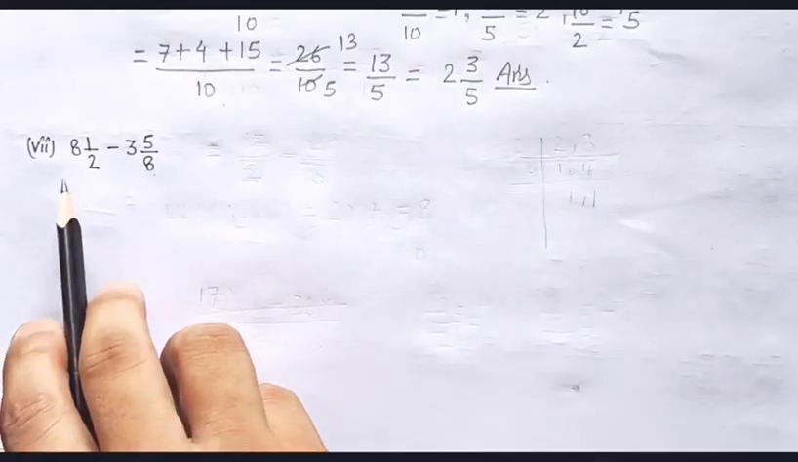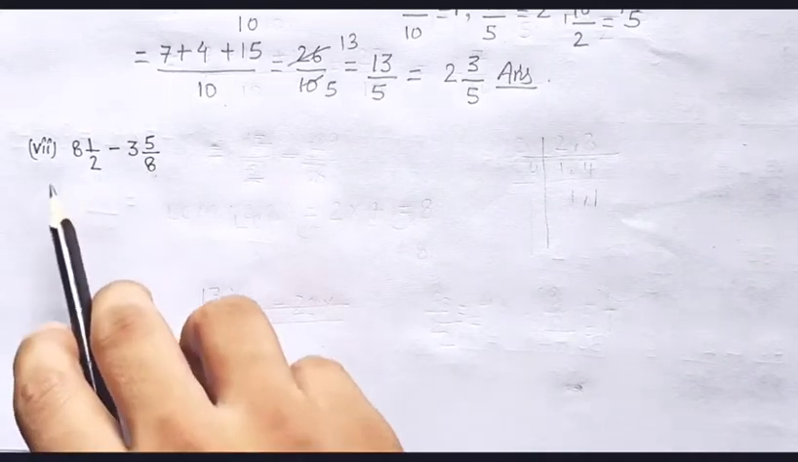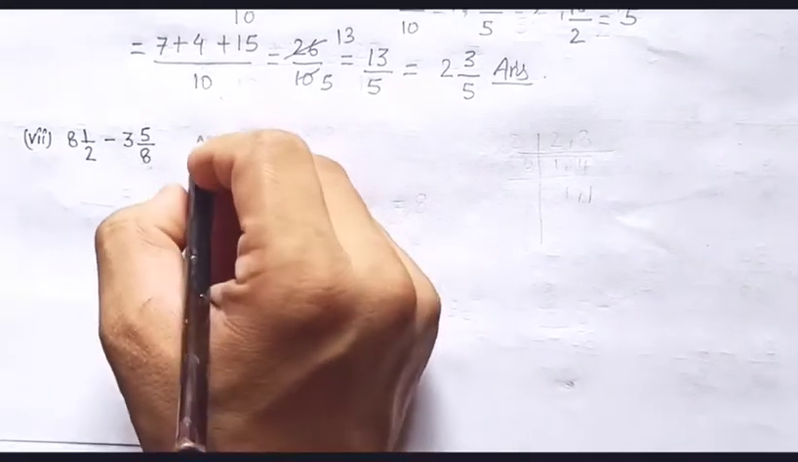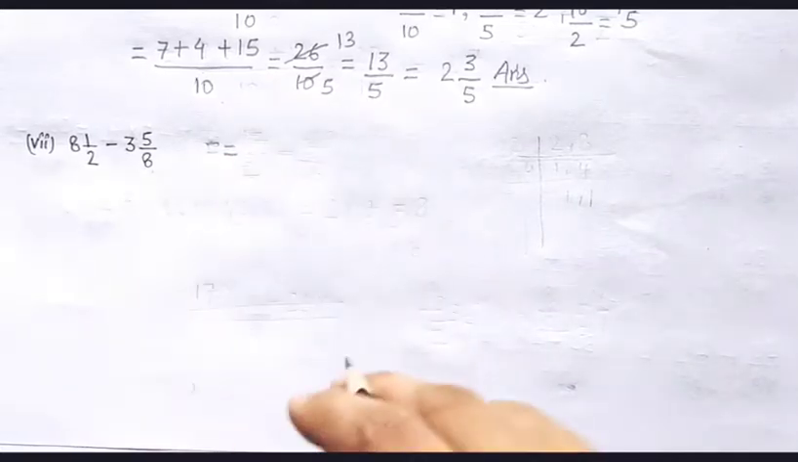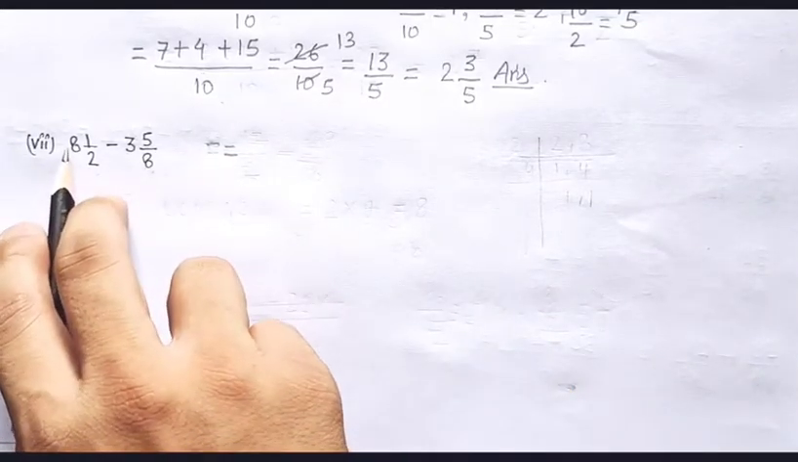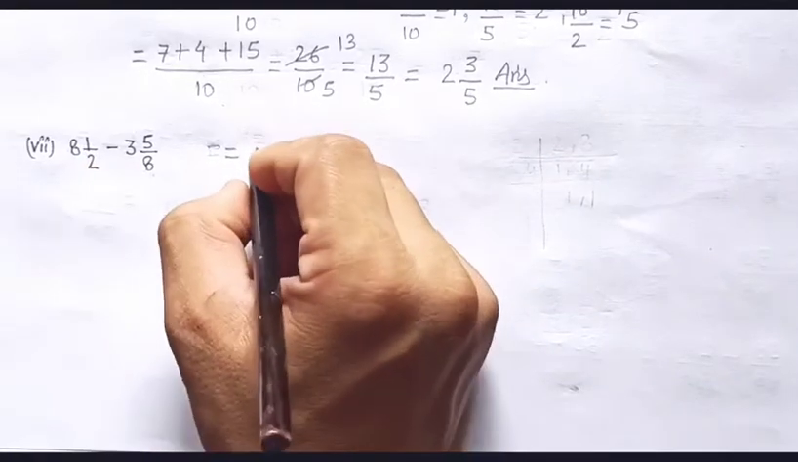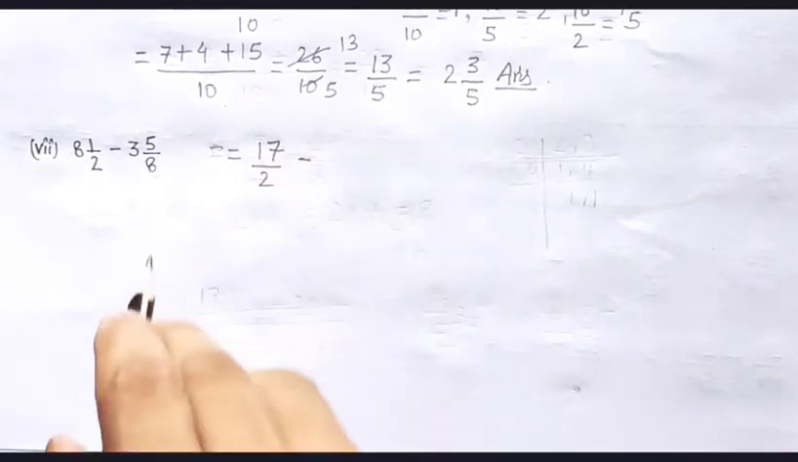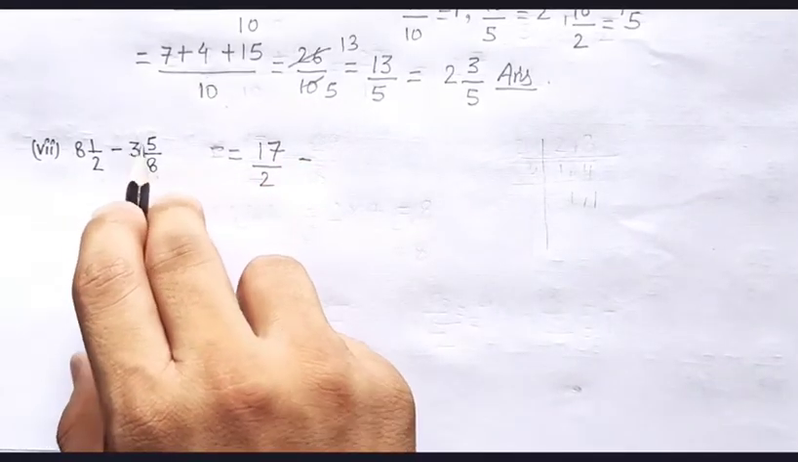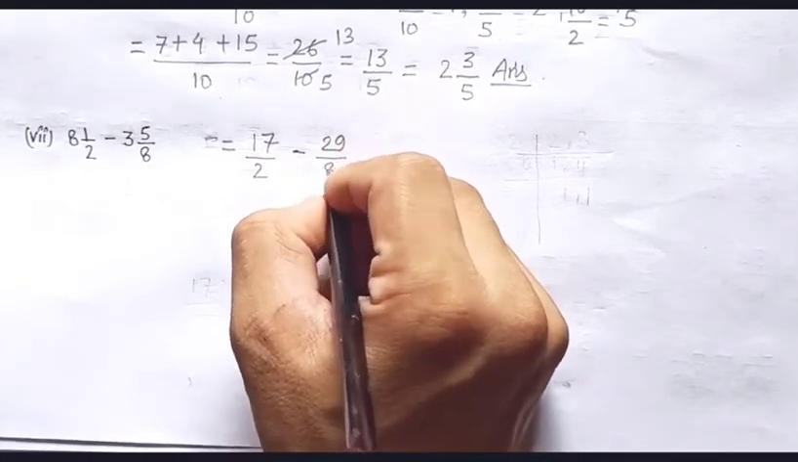Our second example is 8 1/2 minus 3 5/8. So you can see the given fractions are mixed fractions. So first we have to convert them into improper fractions. So let us see, 8 1/2 can be written as 2 into 8, 16, plus 1, that is 17, divided by 2, minus 8 into 3, 24, plus 5, 29, divided by 8.